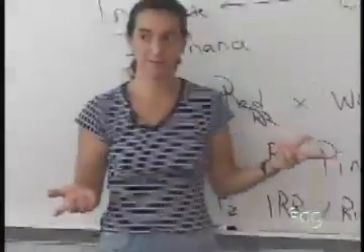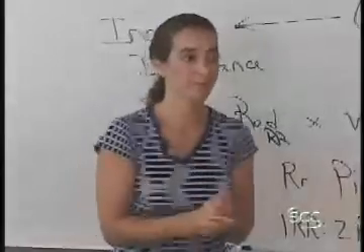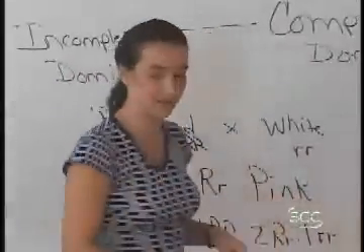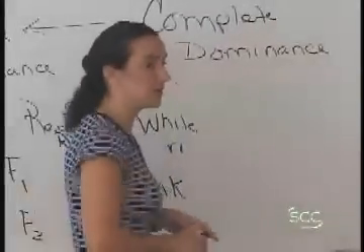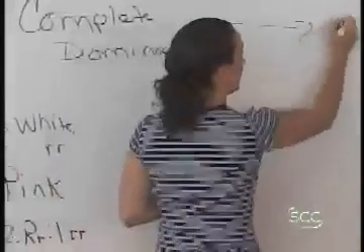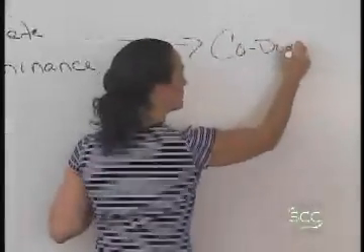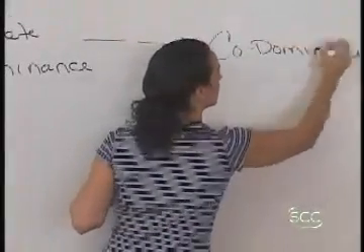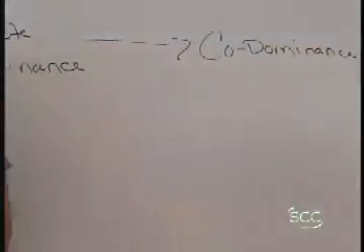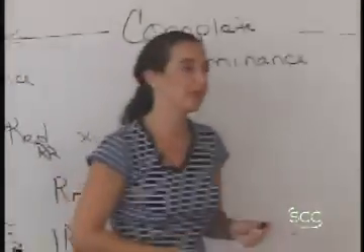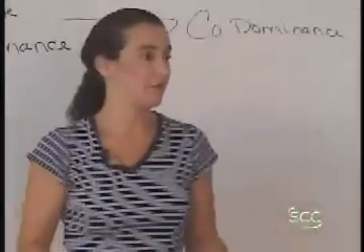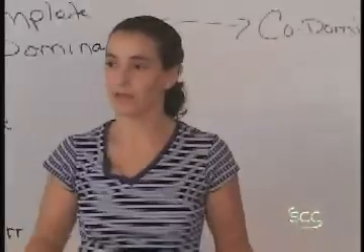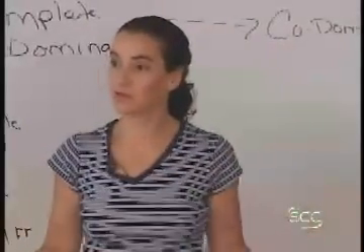Any questions on that? Well, that's one side of the spectrum. If we come to this side of complete dominance, we have what we call codominance. Now, what codominance means is that there is no true dominant allele. Both alleles represented are shown as dominant traits.